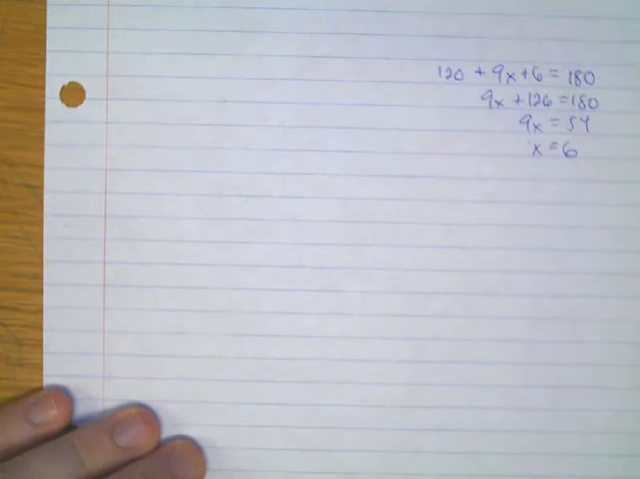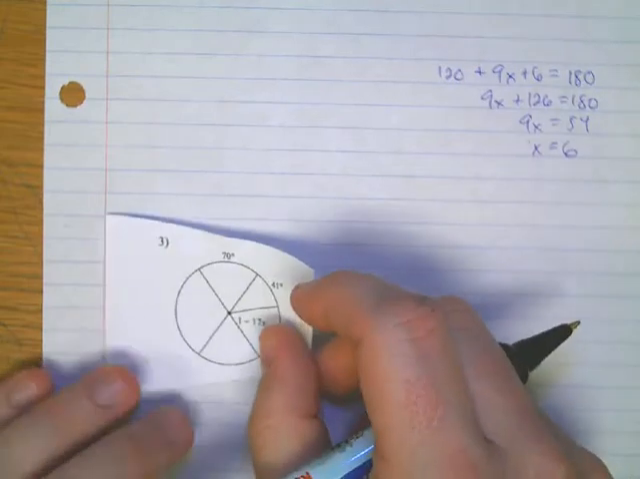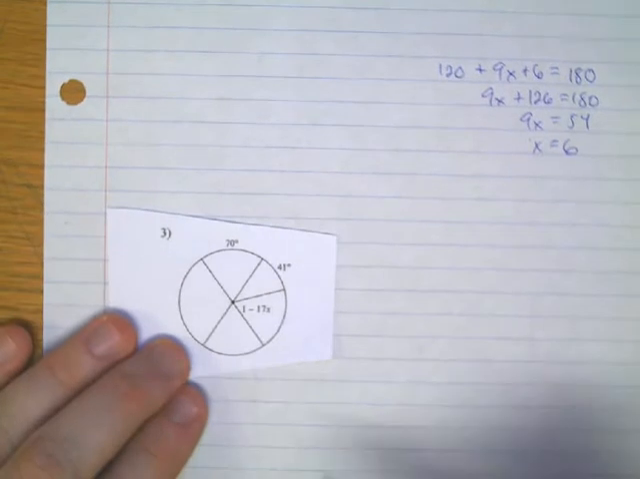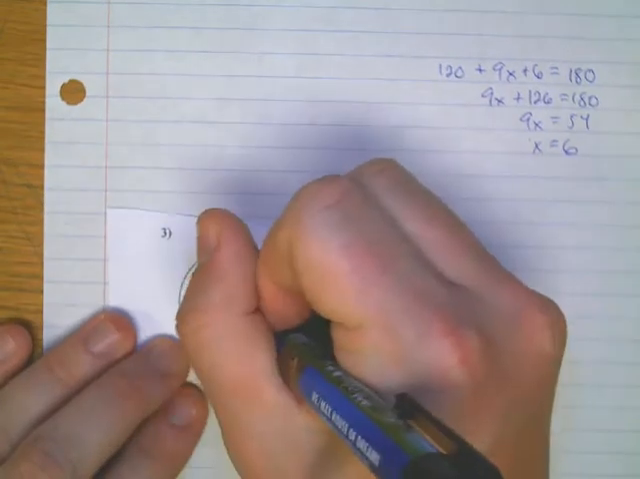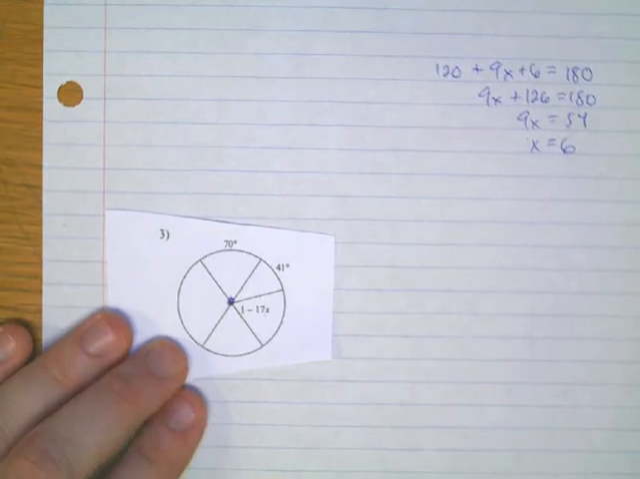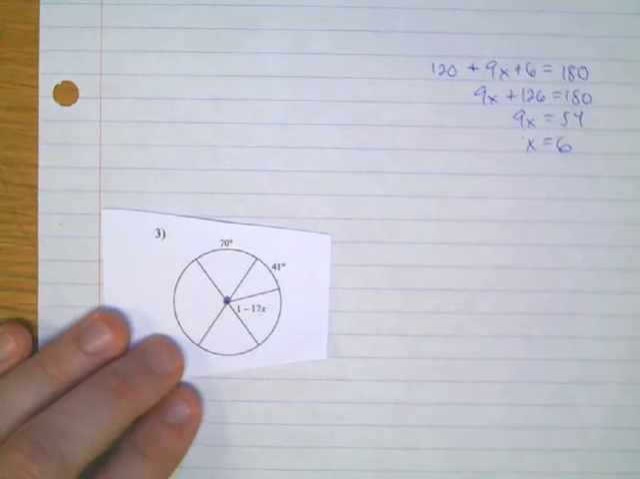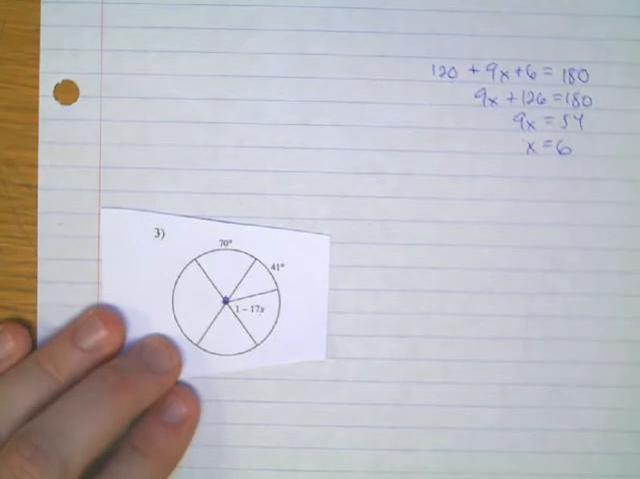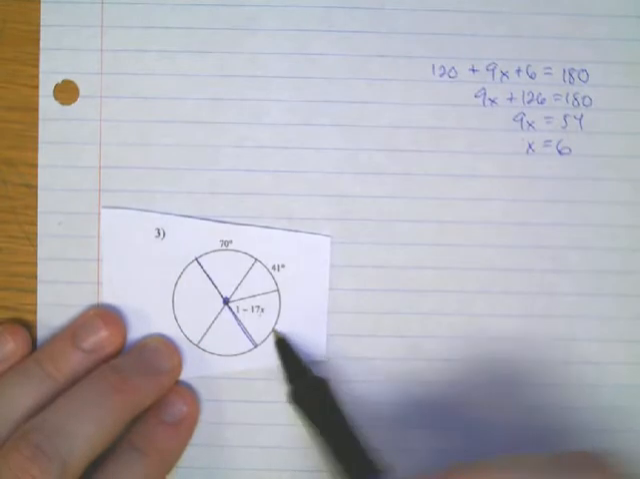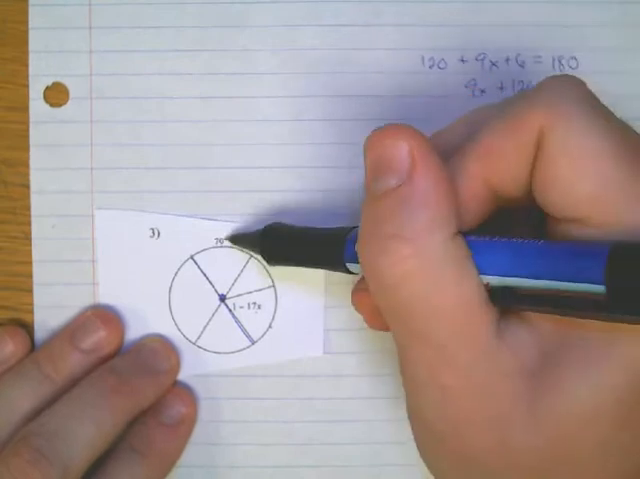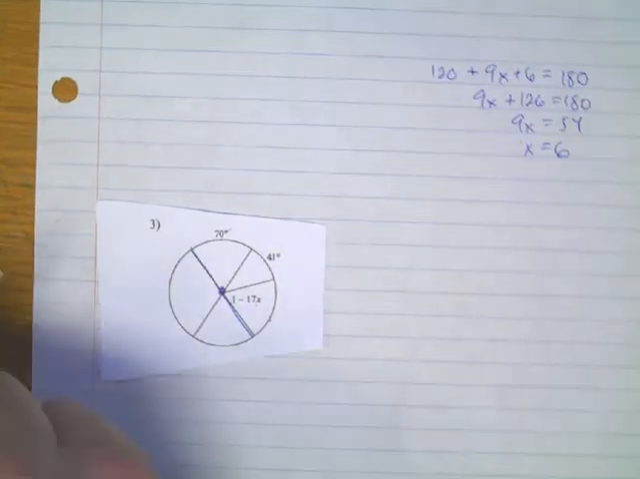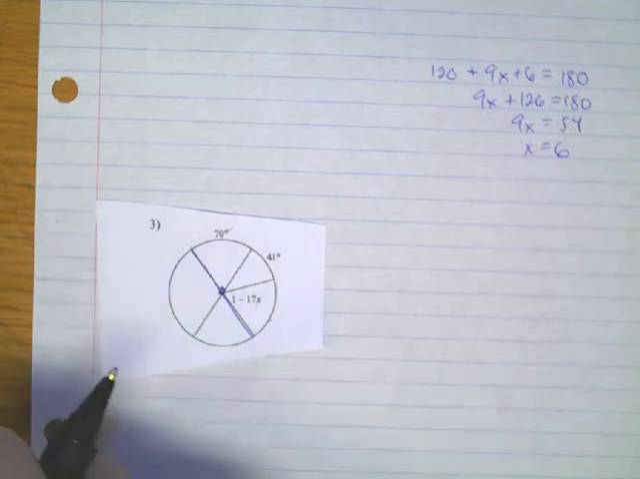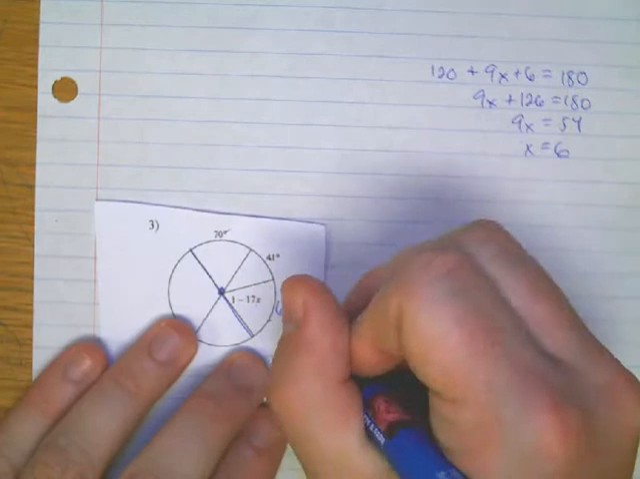Number 3, the angle where x is located is in the middle of the circle. It's right in the middle. So we know if it's in the middle, the arc opposite of it is going to be equal to it. This, once again, is also a semicircle. So this arc plus this arc plus this arc is going to equal 180 degrees. So 180 minus 41 minus 70 is going to give me 69 degrees.